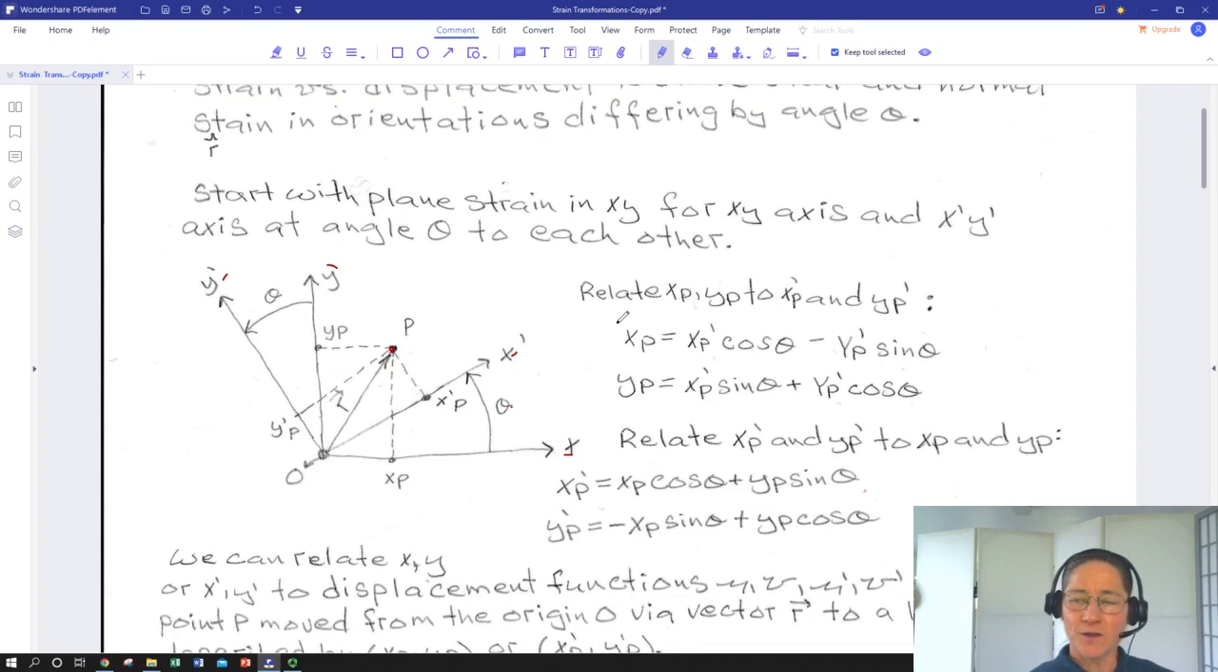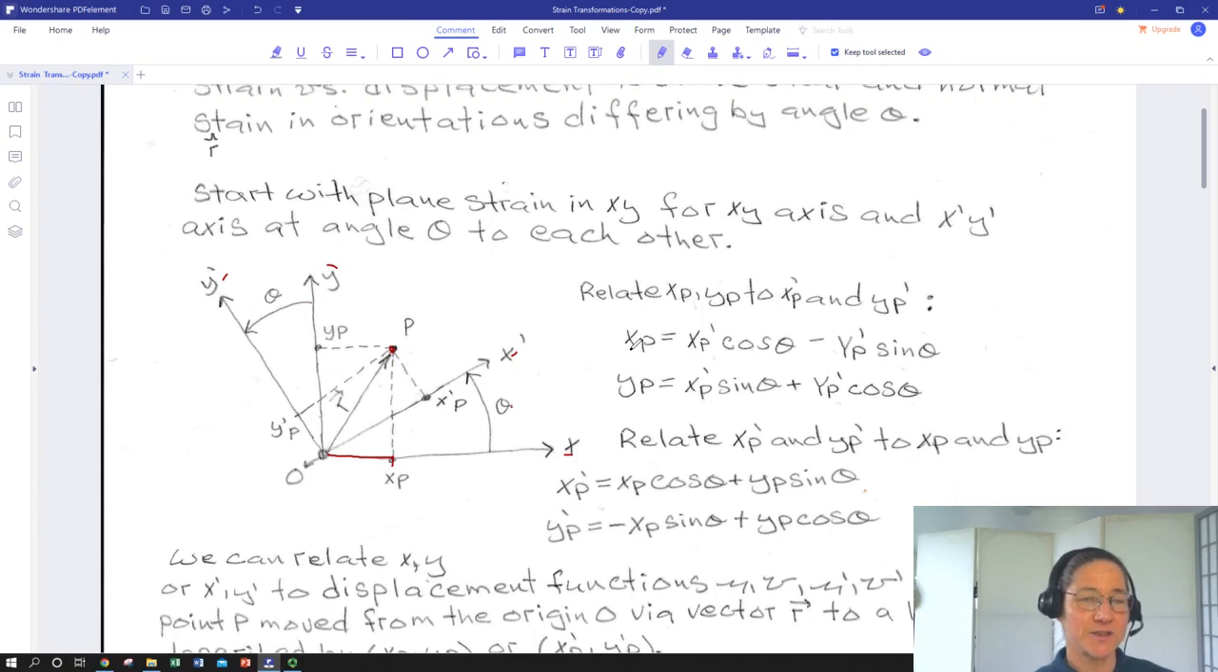So we start with some geometry and we go both ways. First we say, well, let's write an expression for the x coordinate of point P, so that's how far over we go here on the x-axis, so that's x sub P, in terms of what that same x coordinate and y coordinate reference would be in our rotated system.